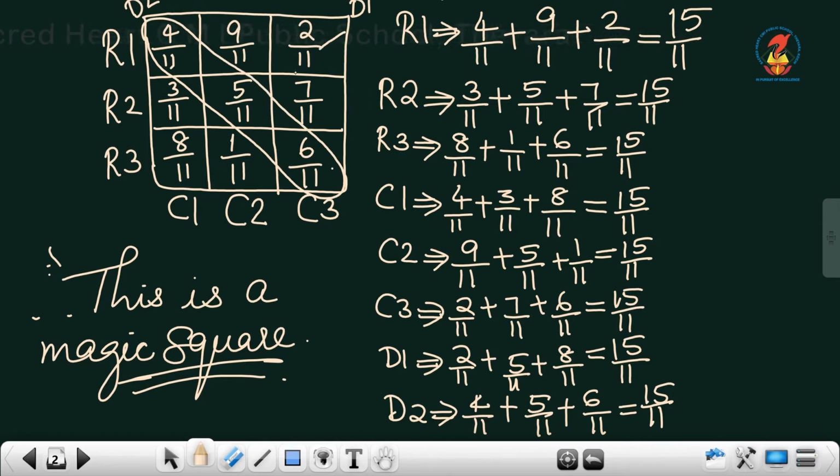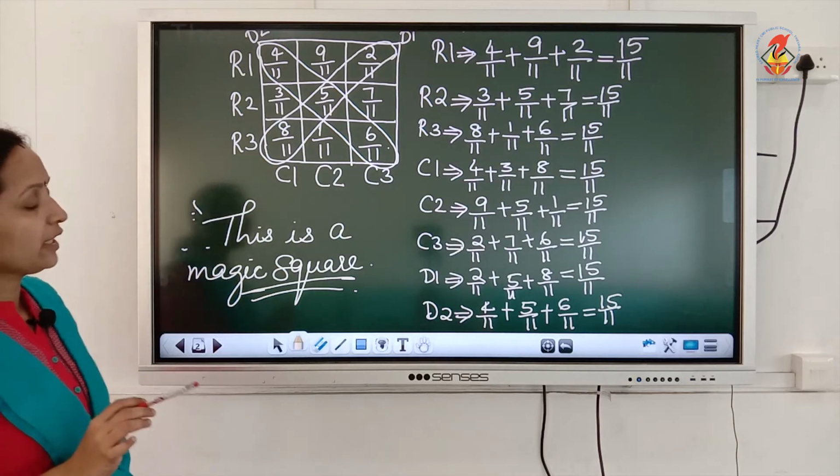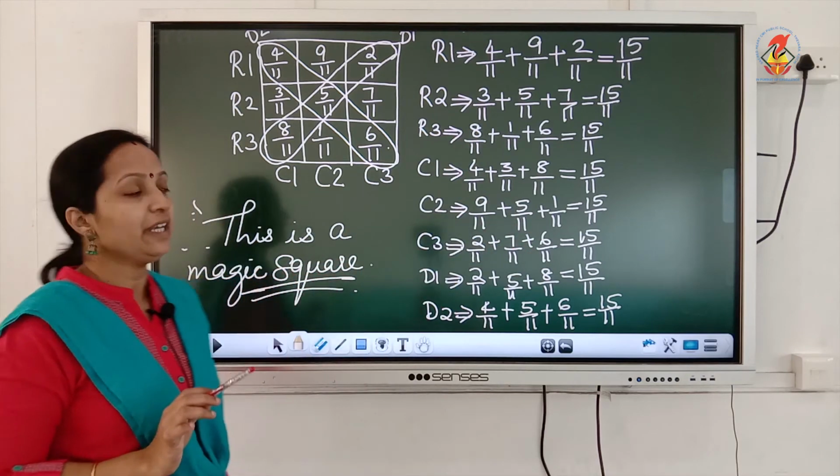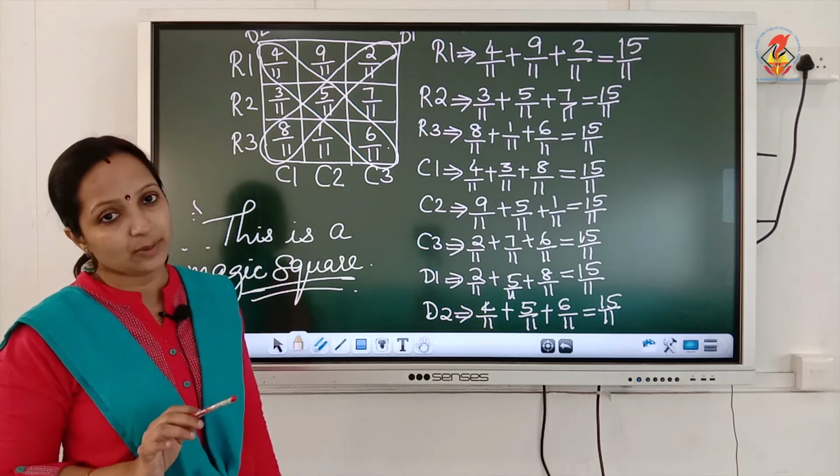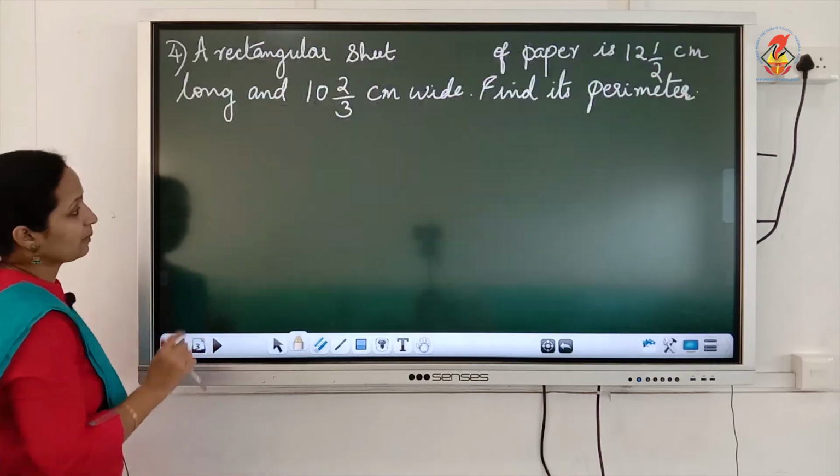One diagonal and this is the other diagonal. Okay, 2 diagonals, and just add everything. If you are getting the same answer, that means this is a magic square. Okay. Now the next question.